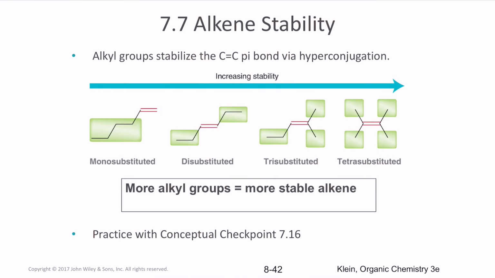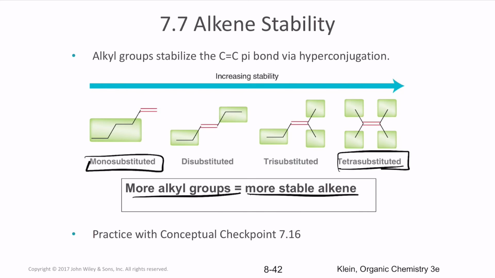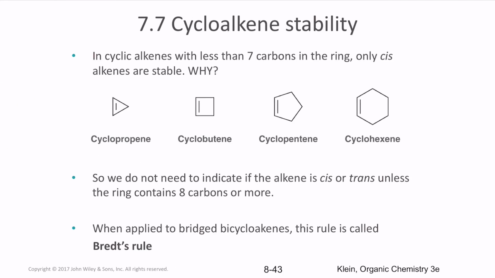Now, the more alkyl groups here, the more stable the alkene. The same thing happens here in terms of stability. The more substituted the carbons attached to the alkene, the more the stability. So the tetrasubstituted alkenes are the most stable, and monosubstituted are the least stable of all alkenes.